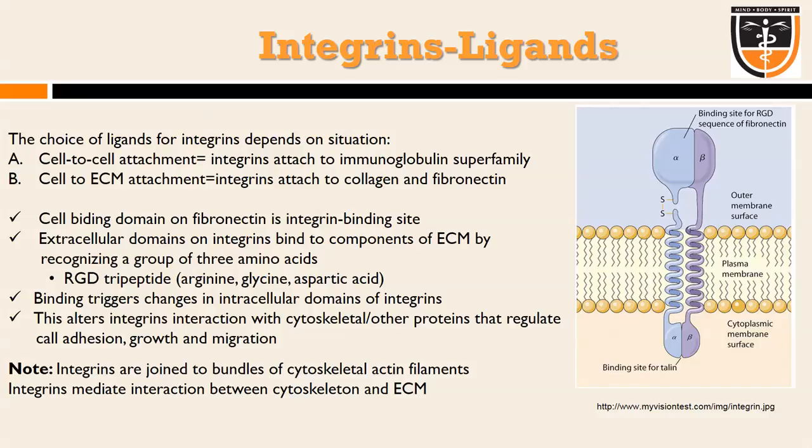So the binding will trigger something. Whenever integrins bind from the outside, this binding will send a signal all the way to the intracellular domain. The intracellular domain will now change, and it will bind to bundles of cytoskeletal actin filaments. So what does that mean? The integrin binds from the outside first to the extracellular matrix, and then what's inside of the integrin will change in conformation and will bind to the cytoskeleton. By doing this, they will anchor the cells in extracellular space or cells to cells.